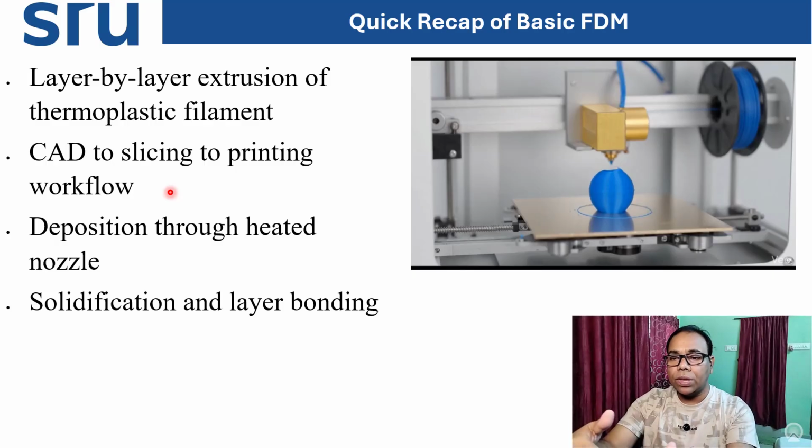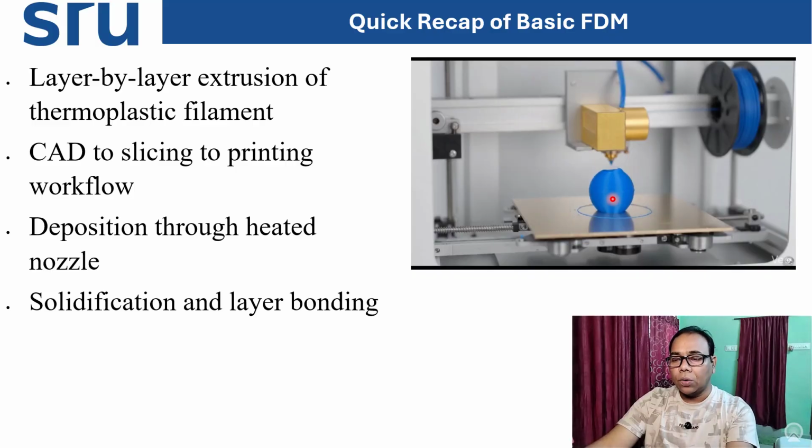Similarly, we have also seen deposition through a heated nozzle, which is when the filament comes. Here you can say this is the printer. From one end, the top end, the filament is coming and extruded, and there will be a heating element. That heating element will melt this solid filament material, and it will come out from the heated nozzle this way. It will be printed as per the design file, with each layer's information.